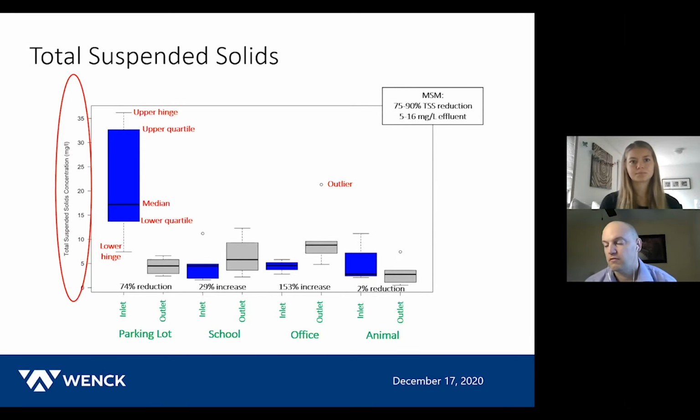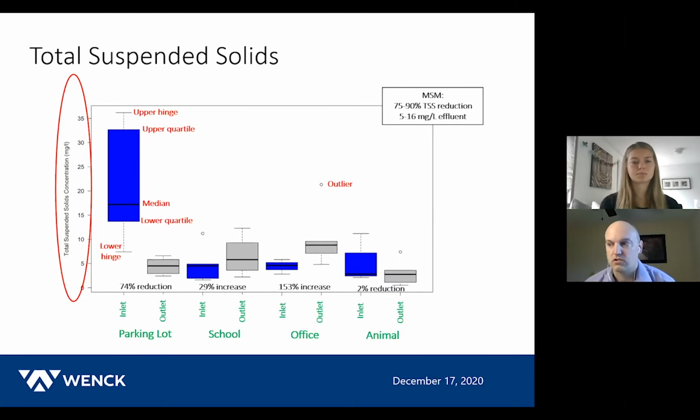The first site, the parking lot site, shows the most significant reduction, 74%. So we're pretty darn close. We're in the ballpark to what's reported in the manual. The middle 2 sites there, school and office, are a little bit concerning because that's showing some, I guess, leaching, some transfer of sediment through the outlet.